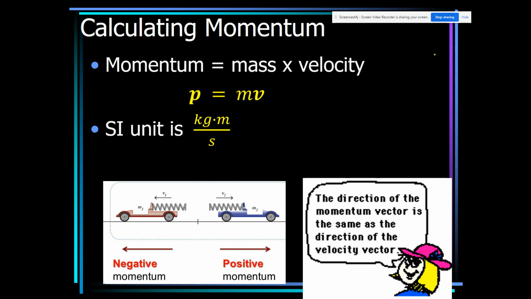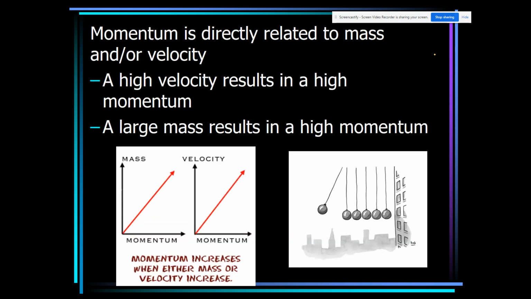Velocity is a vector, which means that since we're using it to calculate momentum, momentum is also a vector. The direction of the vector for momentum is in the same direction as the vector for velocity. Notice that you've got two variables, mass and velocity, that make up momentum. They are both directly related to the momentum, which means as mass increases, the momentum increases, or as the velocity increases, the momentum increases. So both of those are in direct relation to the momentum.